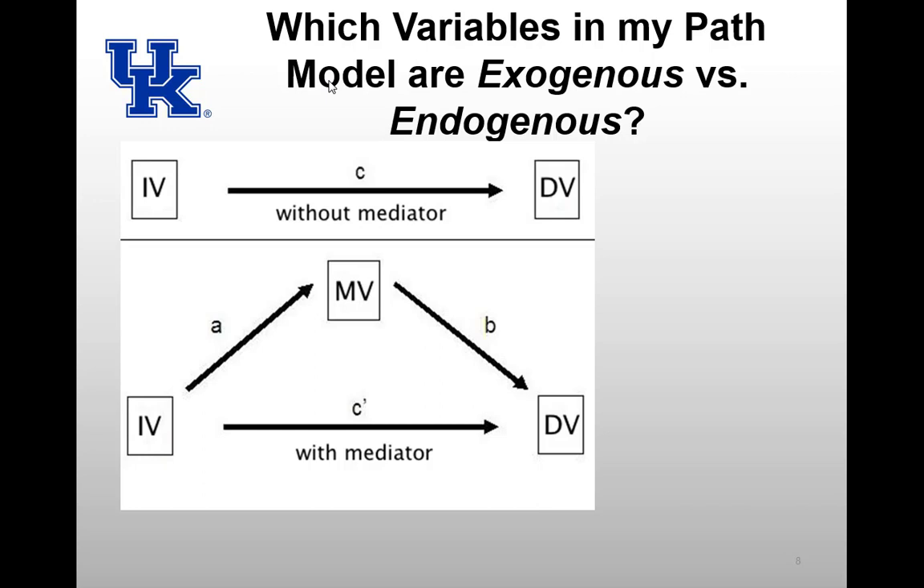So that's exogenous variable. Endogenous variables can have arrows going in or going out. That shows you your DV, of course, is an endogenous variable because you have arrows coming in, right? But your MV is also an endogenous variable because even though it has an arrow going out, it also has an arrow going in. So it is caused by some other variables in your path model. Okay.